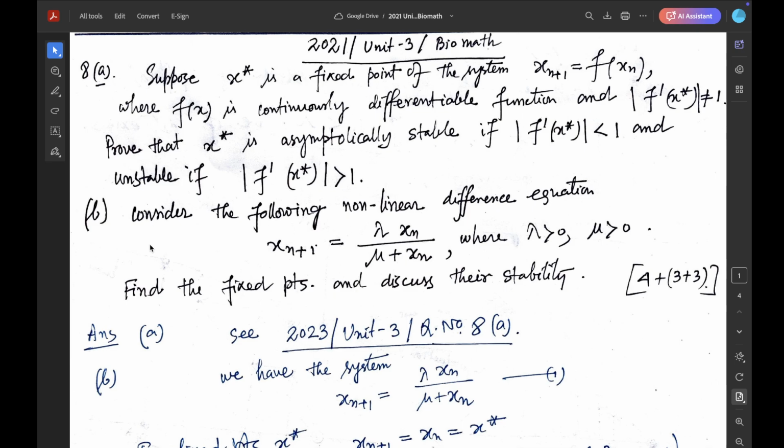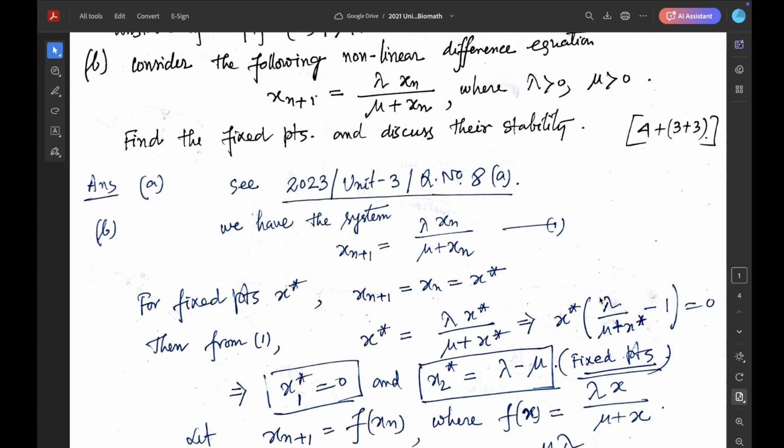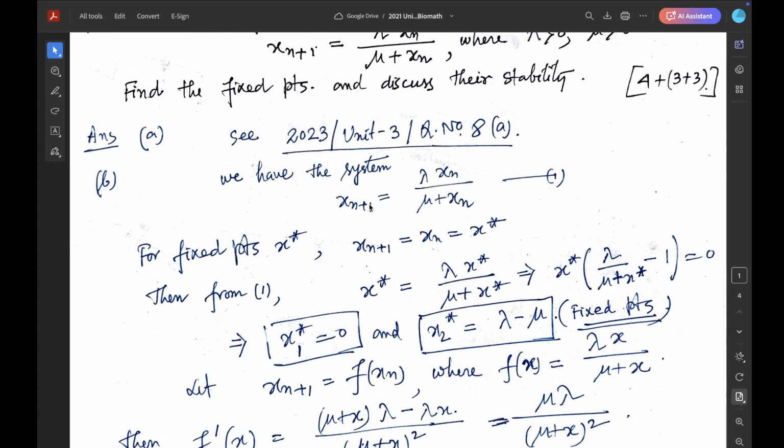Question 8b. Consider the following nonlinear difference equation x_{n+1} = lambda x_n divided by (mu + x_n), where lambda greater than 0, mu greater than 0. Find the fixed points and discuss their stability. We have the system; for the fixed point x star, x_{n+1} = x_n = x star, and actually this is the fixed point, not points.